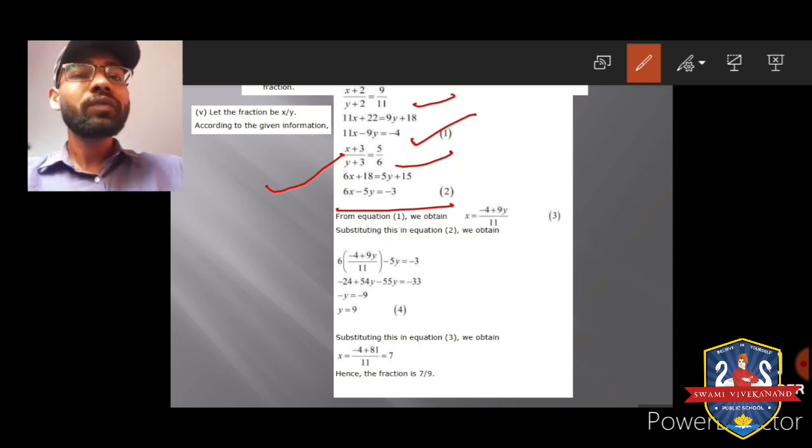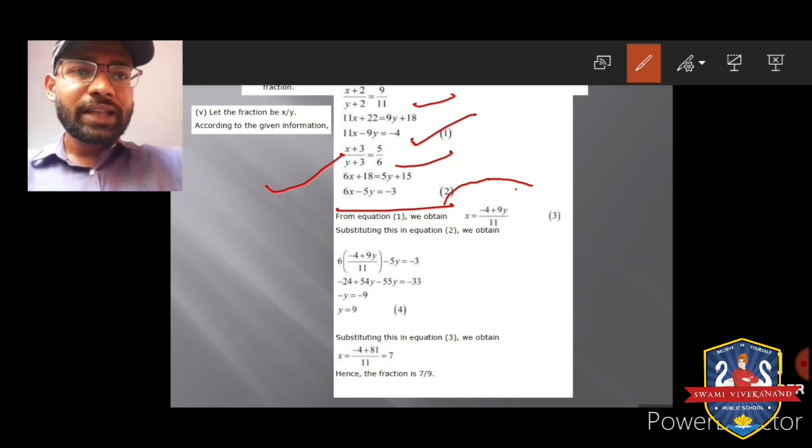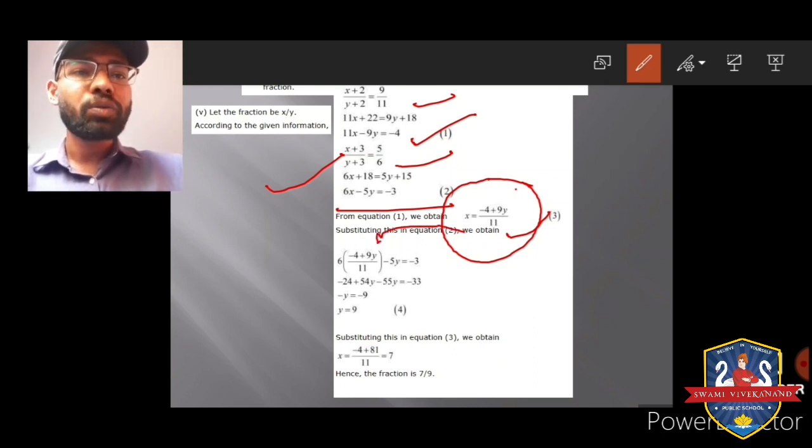Now what will we do? We will solve these equations and get our answer. So from the first equation, we get x is equal to minus 4 plus 9y upon 11, and we will put this value in the second equation. 6 times minus 4 plus 9y upon 11 minus 5y is equal to minus 3, and on simplification we get y is equal to 9.